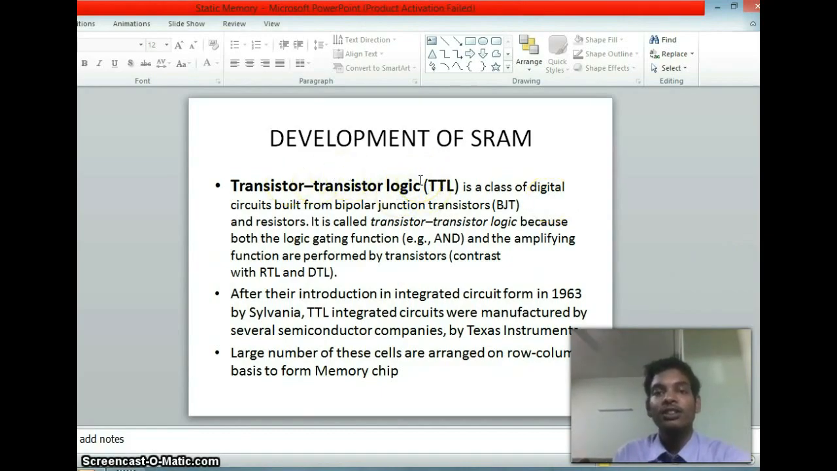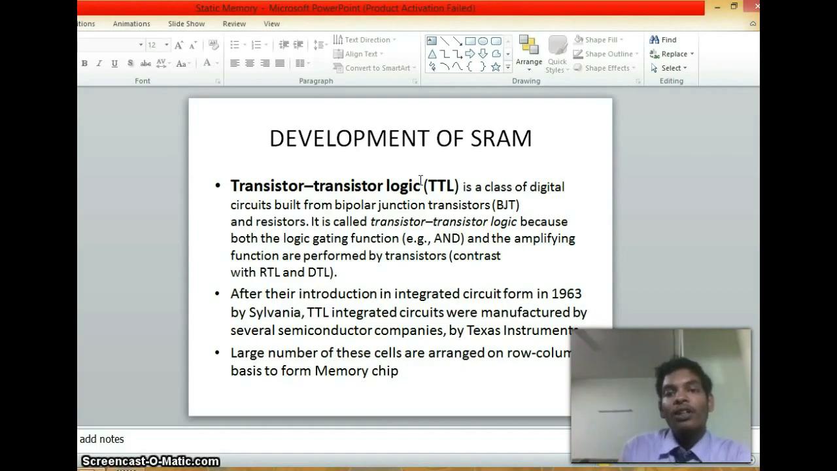Transistor-to-transistor logic technology is used for developing SRAMs and for integrating them with the flip-flops to make a total RAM cell. Now what is transistor-to-transistor logic? It is a class of digital circuitries built from bipolar junction transistors and resistors. Thus, they are helpful for making logical gating functions such as the AND function. Why do we need transistors? We need transistors because of the amplification they provide when signaling the output.